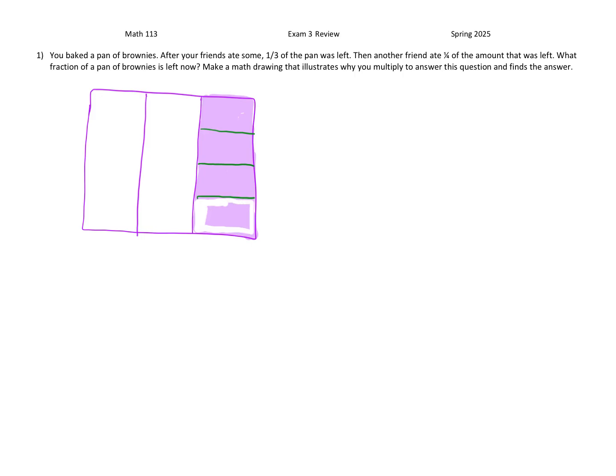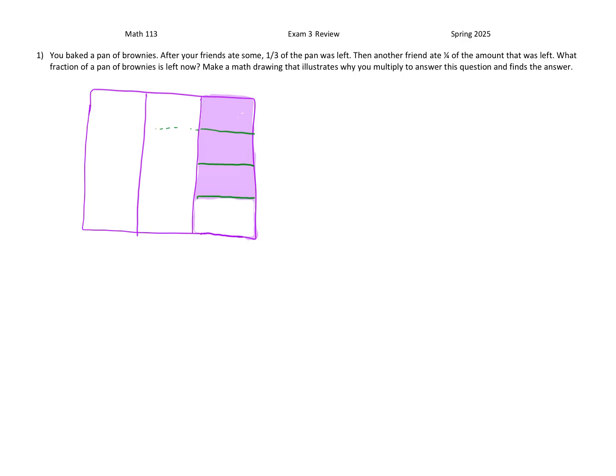Okay, so a friend comes along and eats one quarter of the one third that's left. So this piece goes away. Okay, so now how much is left? What fraction of a pan of brownies is left now? Okay, so I have three pieces of brownie left, right? I've got one, two, three quarters of one third. So try to figure out what fraction of the whole that is.